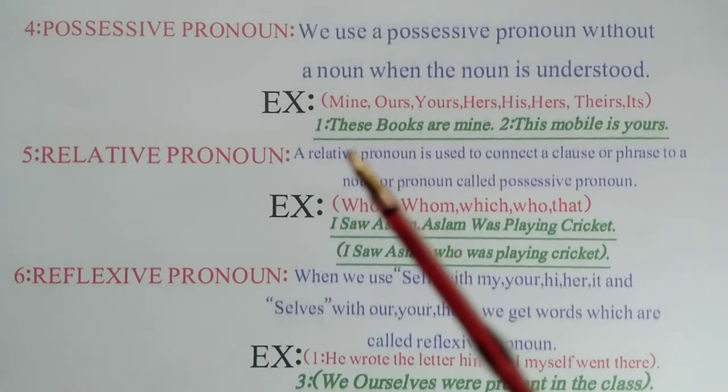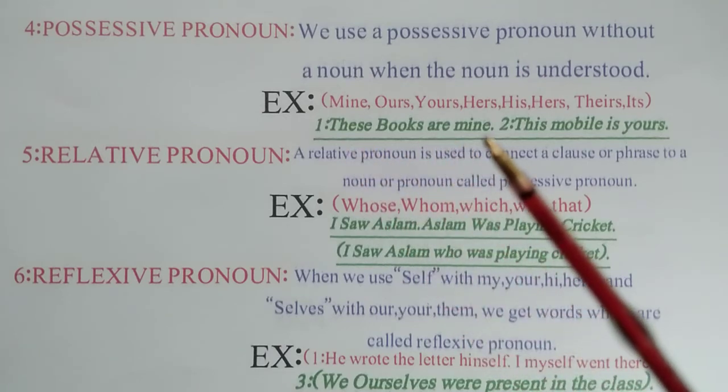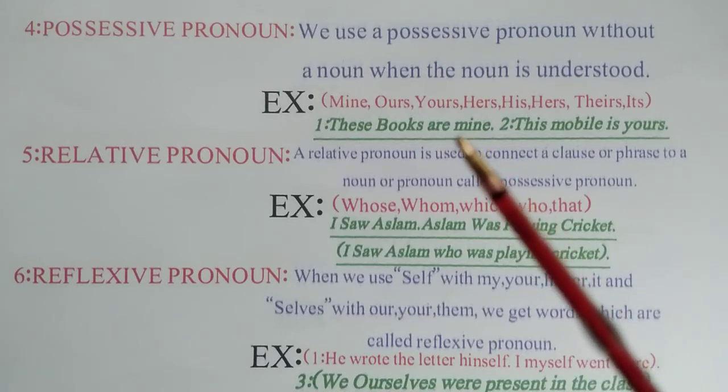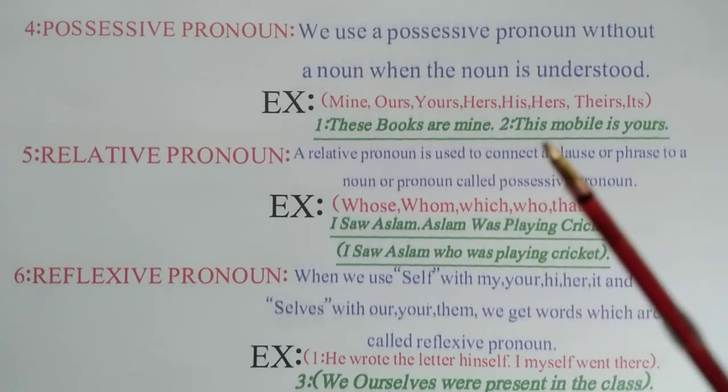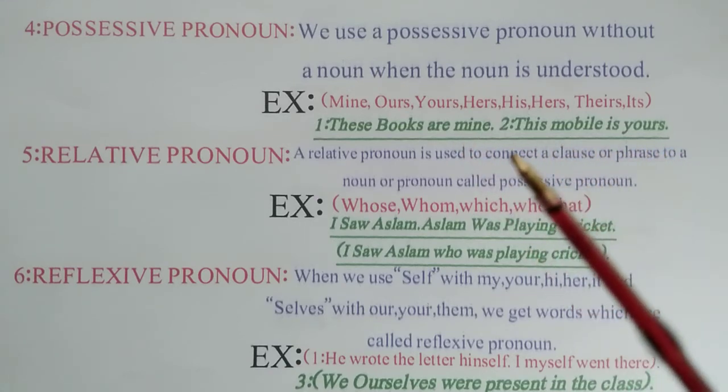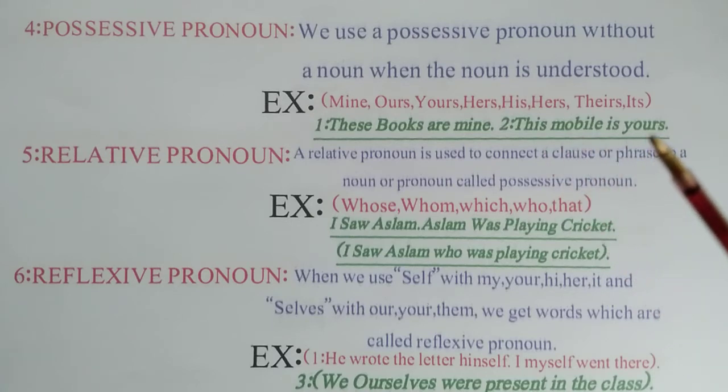Sentence number 1, these books are mine. So in this sentence, mine is what? Mine is a possessive pronoun. This mobile is yours. Yours is what? Possessive pronoun.